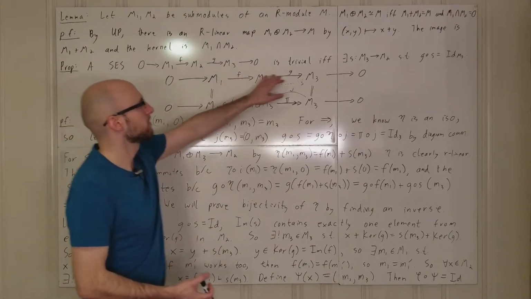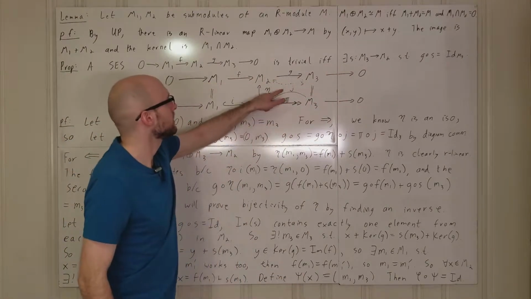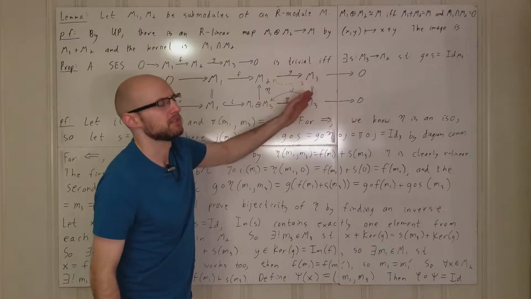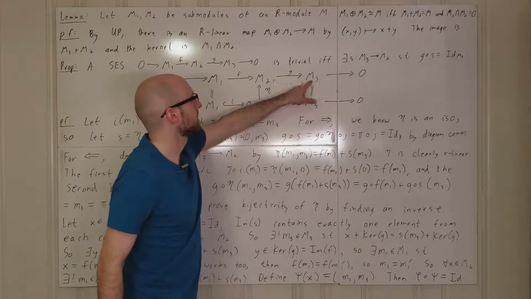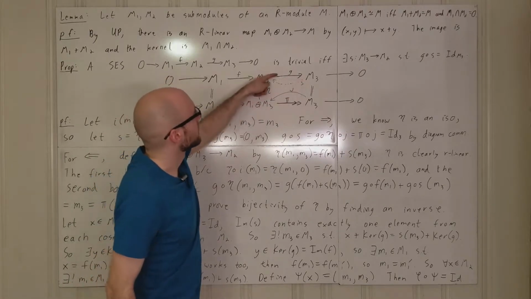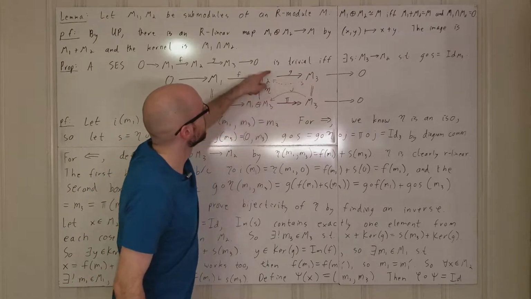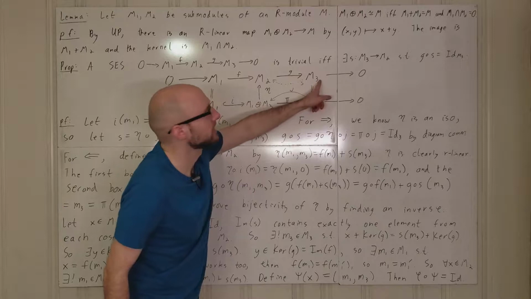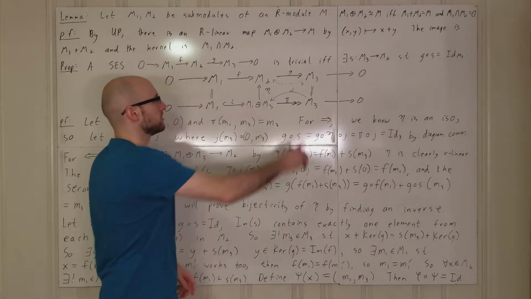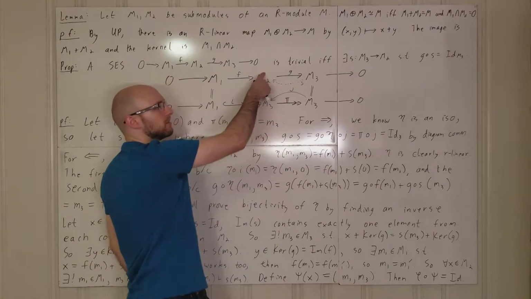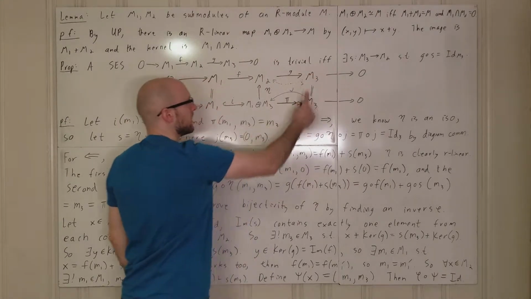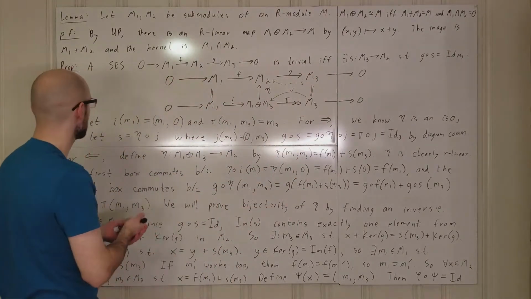But anyway, so it's trivial if and only if there is a split, i.e. there is a splitting, whatever. There's a map that goes from M3 to M2 such that S composed with G is the identity map on M3. So if you start here, you go through here under S, and then you go back to here under G, and you get the identity.